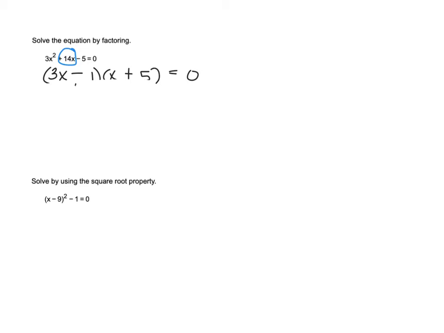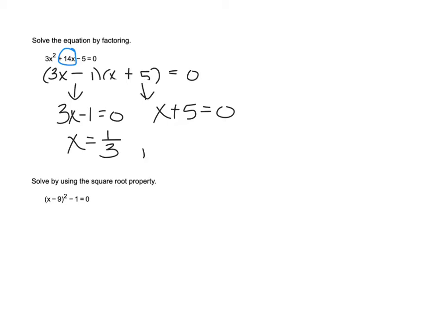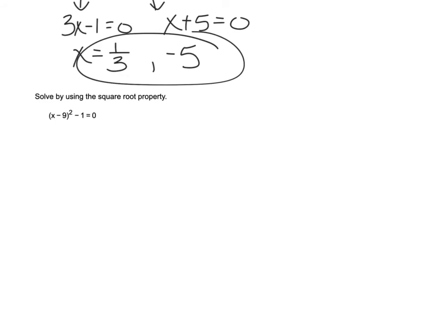Okay, that gives us 3x minus 1 equals 0 and x plus 5 equals 0. We get two possible answers. This, if you solved it, would give you x equals 1/3. And this one would give you negative 5. Two possible answers, 1/3 and negative 5. All right. Okay, so we go on to the next one.